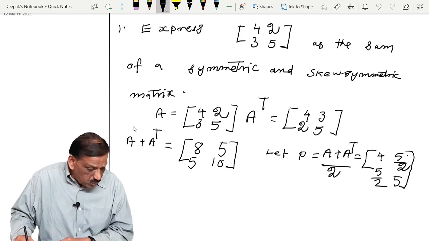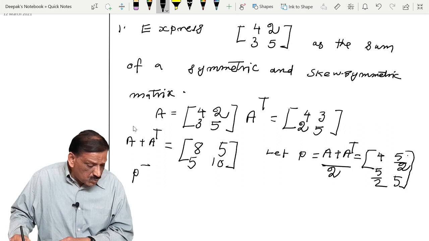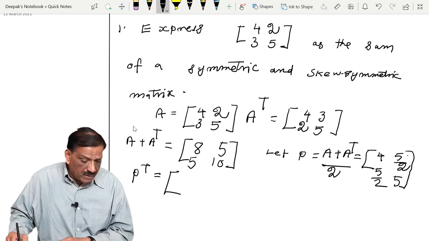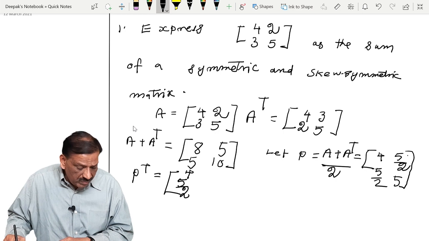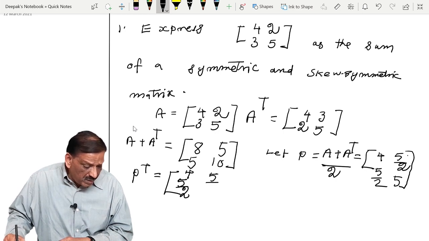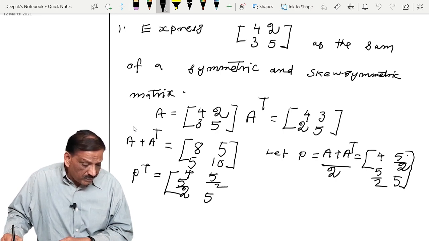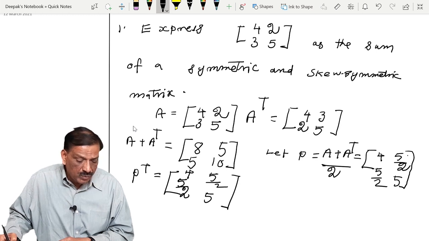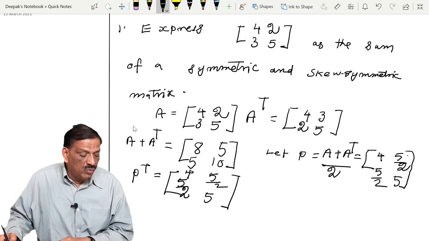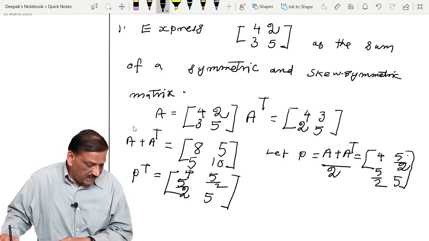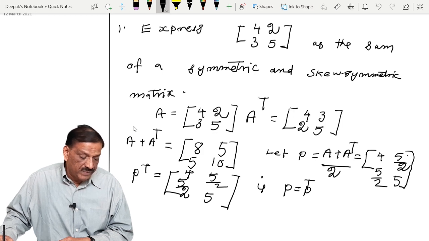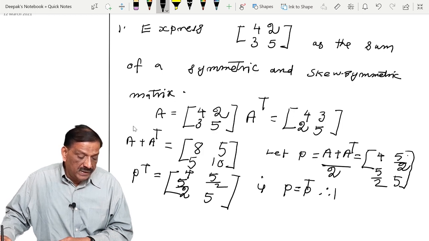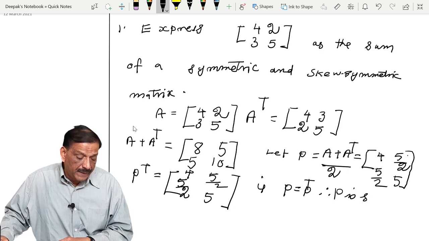Then P transpose equal 4, 5 by 2, 5 by 2, 5. That is P equal P transpose. Therefore, P is symmetric.